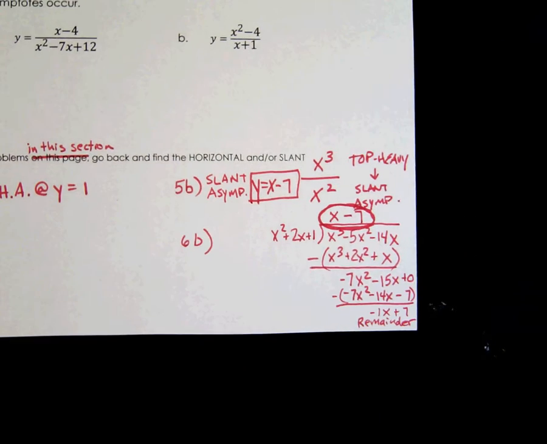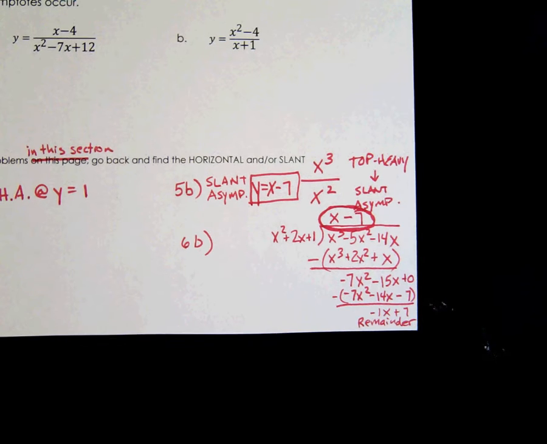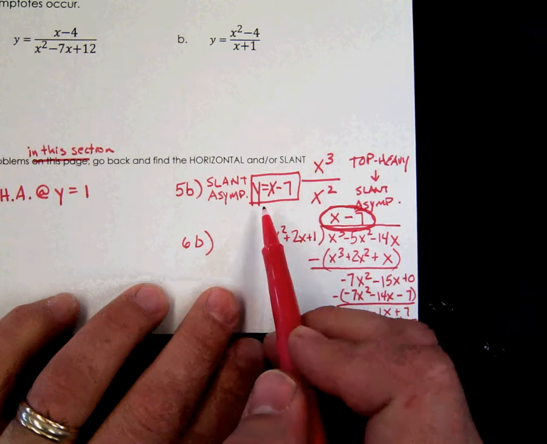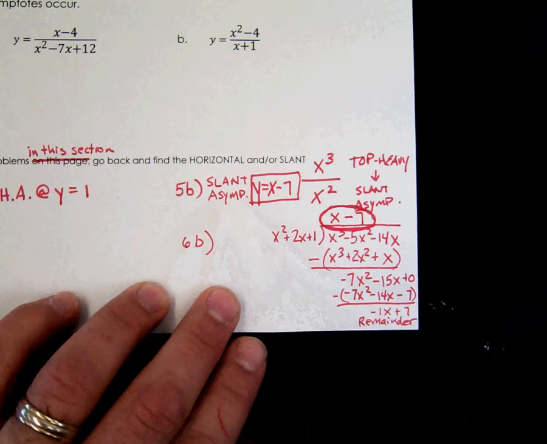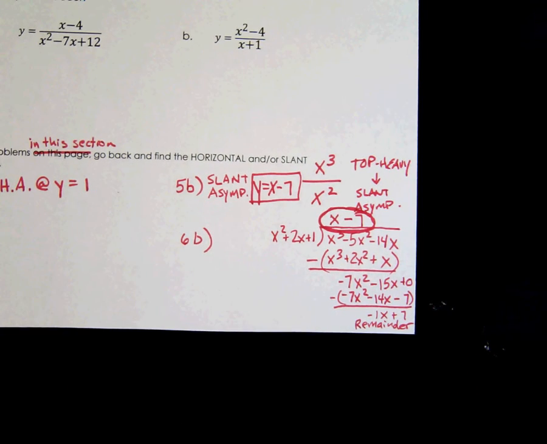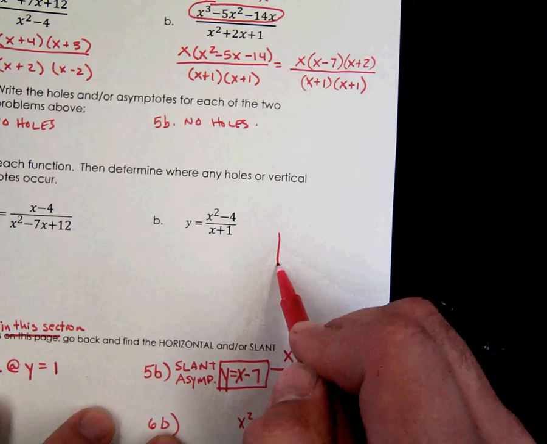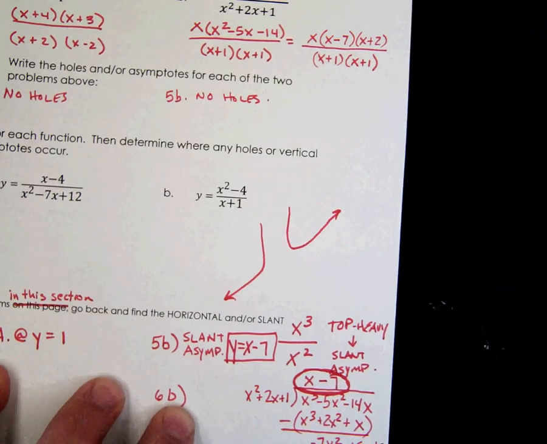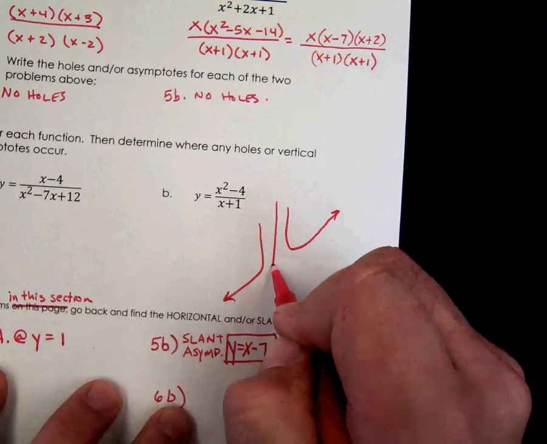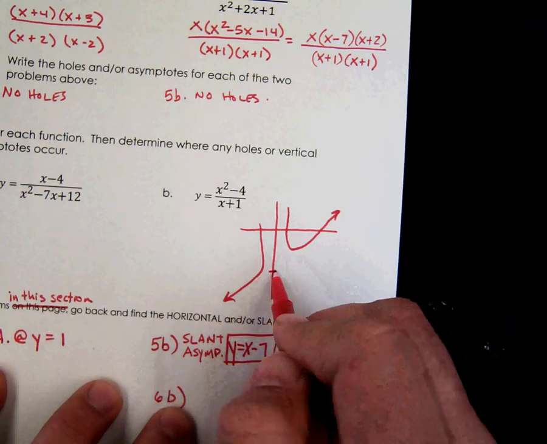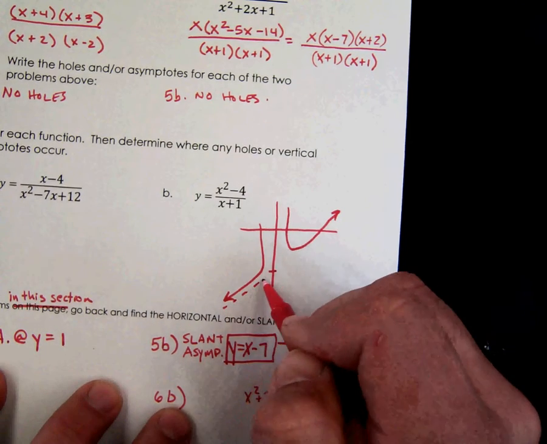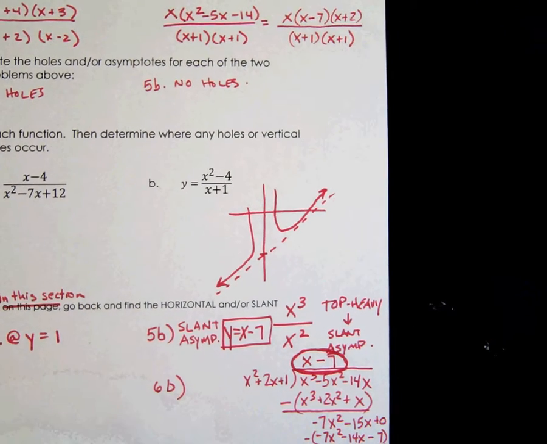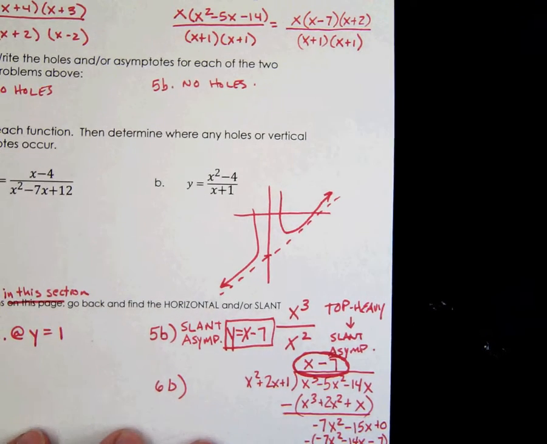We could confirm this by graphing the original equation in 5b in y1. Put this asymptote in y2, and you'll see that the curve does this. And if you went down to negative 7 and graphed that line, it would run right alongside of that curve. That's where that slant asymptote would be in 5b.